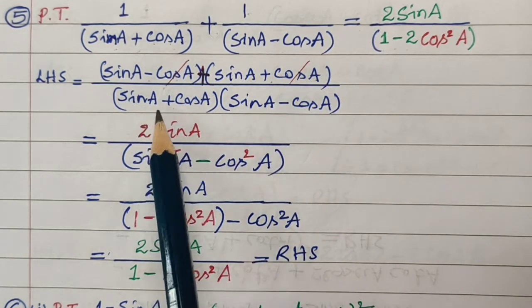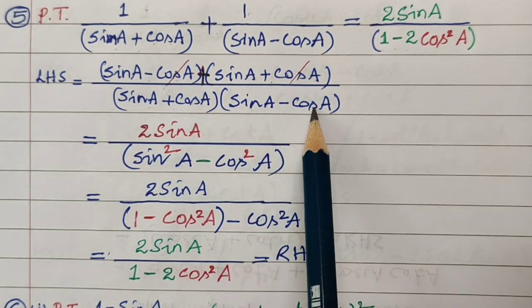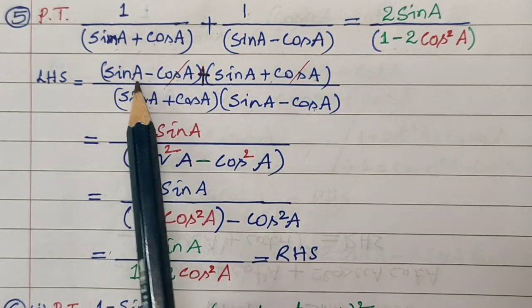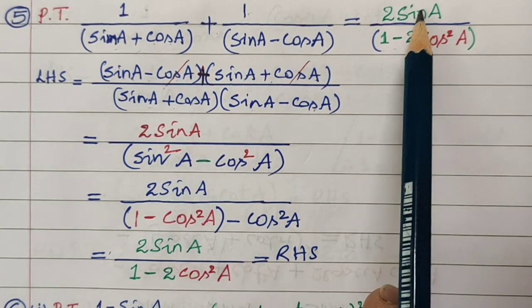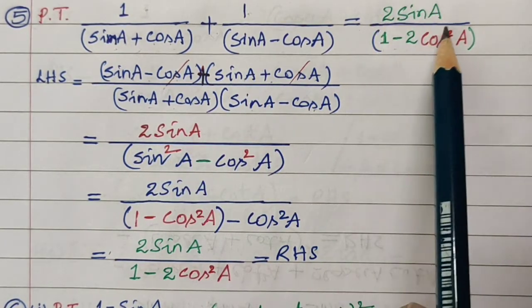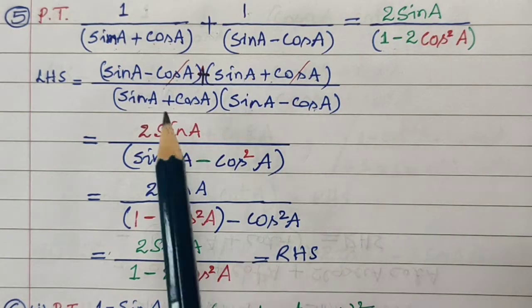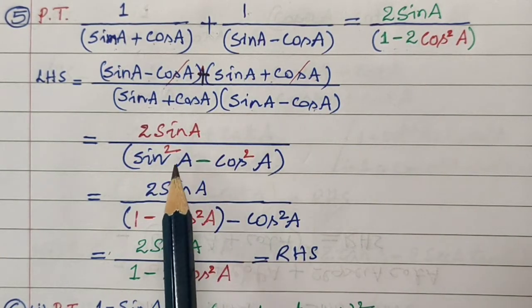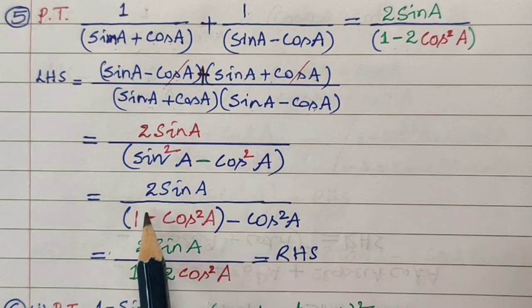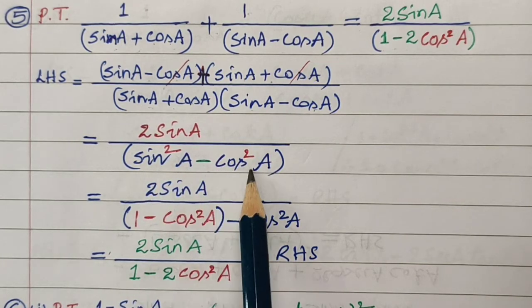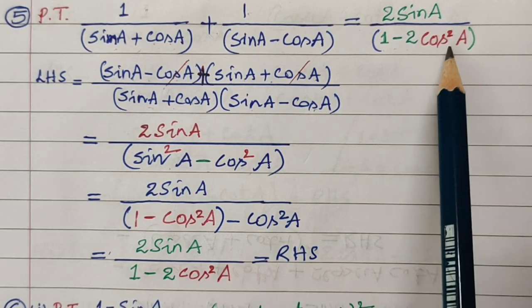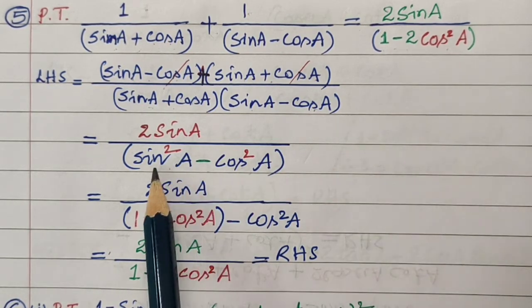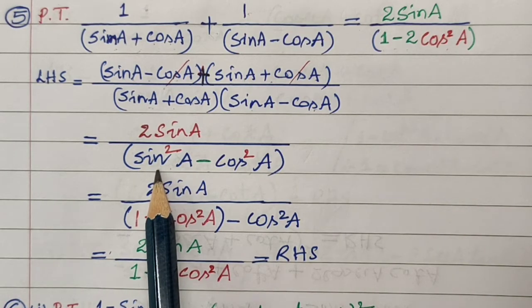In the denominator we have a plus b into a minus b form. We have sin A here and sin A here, and 1 plus 1 is 2 sin A, which is the numerator of RHS. Don't do anything with this, keep as it is. So we know that the denominator has become sin square A minus cos square A. So we have the chance of converting this to cos square and this to sin square. So what we want in the RHS is cos square.